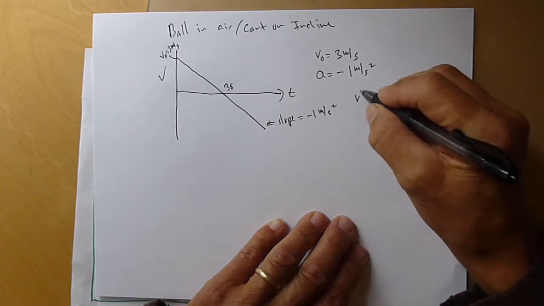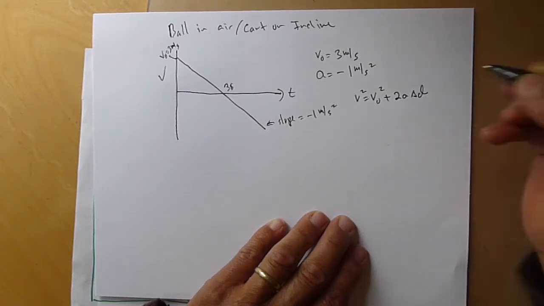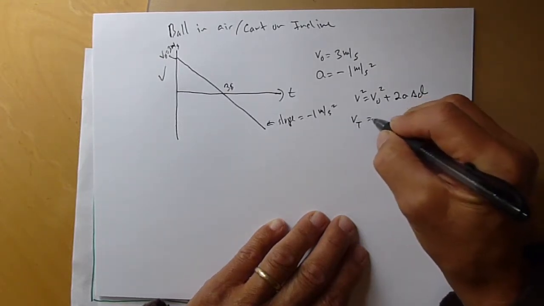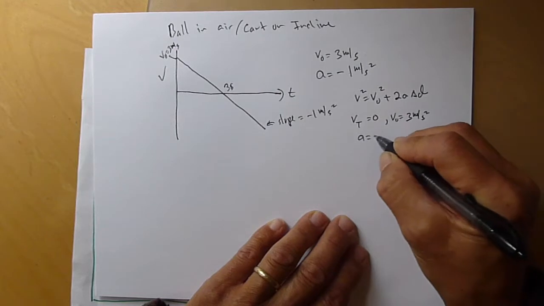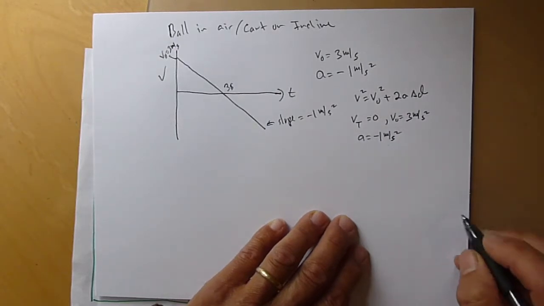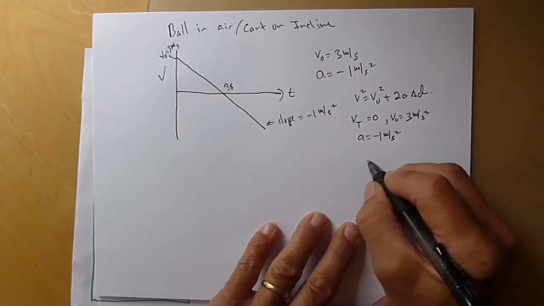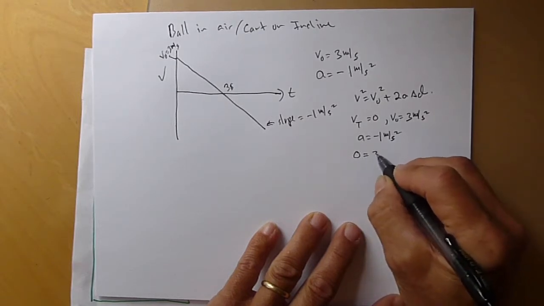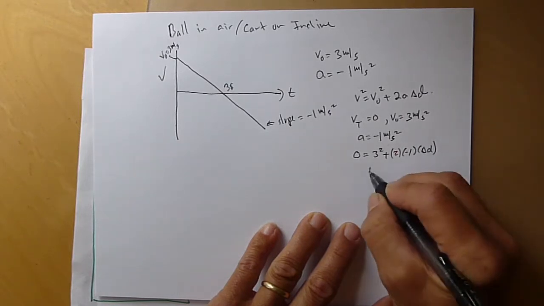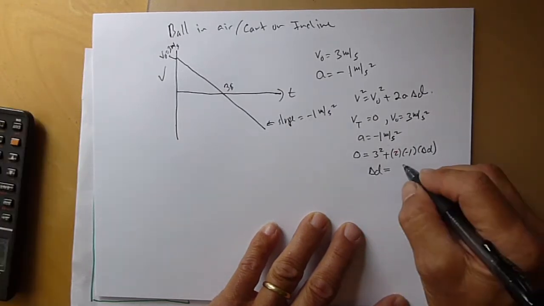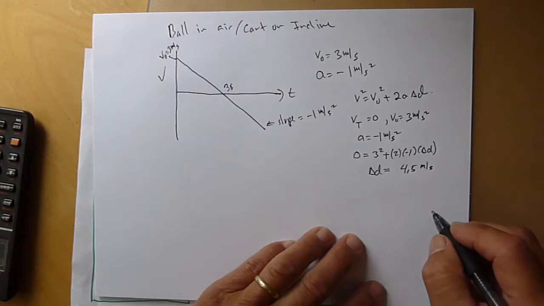One is just to use our v squared is equal to v0 squared plus 2a delta d. At the top, v is going to be 0. v0 is 3 meters per second, and a is minus 1 meter per second squared. I can just plug everything into this equation and see what I get. So let's just give that a try. 0 is equal to 3 squared plus 2 times minus 1 times delta d. Delta d is equal to, so the maximum displacement is 4.5 meters. Displacement is meters, not meters per second.